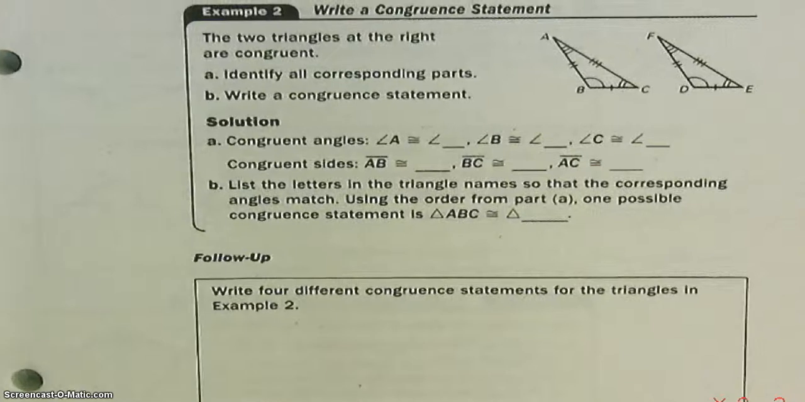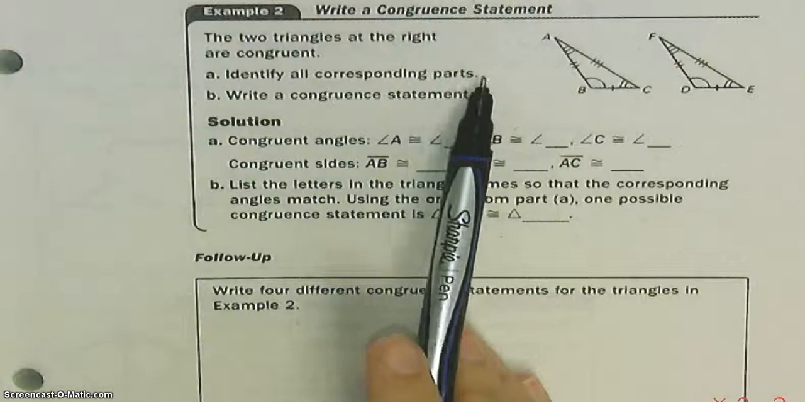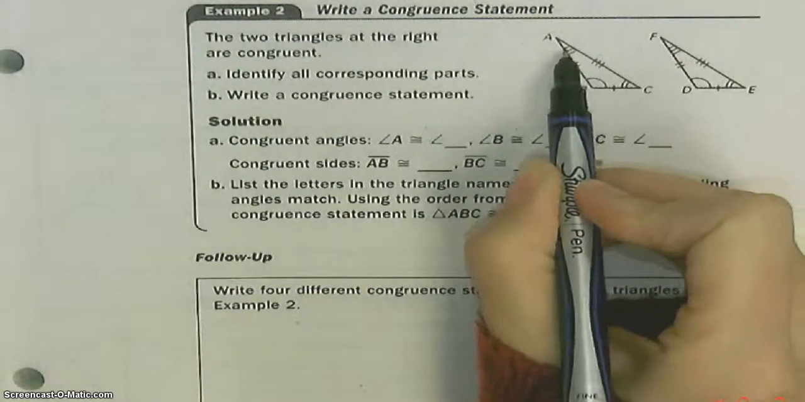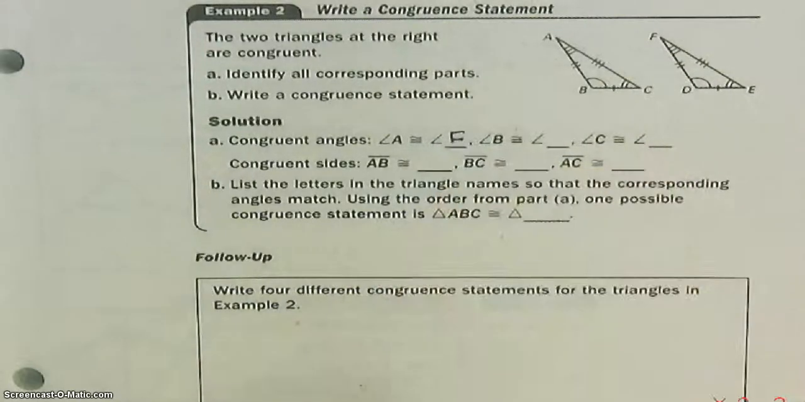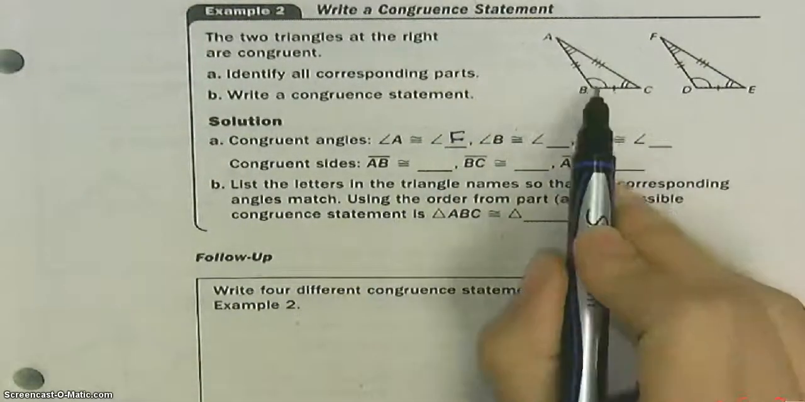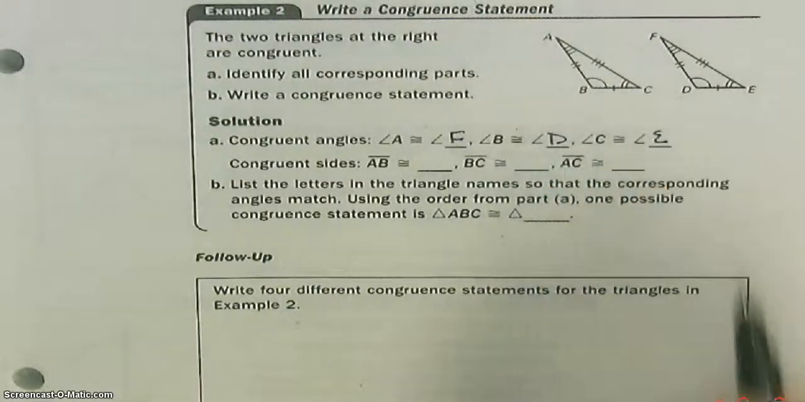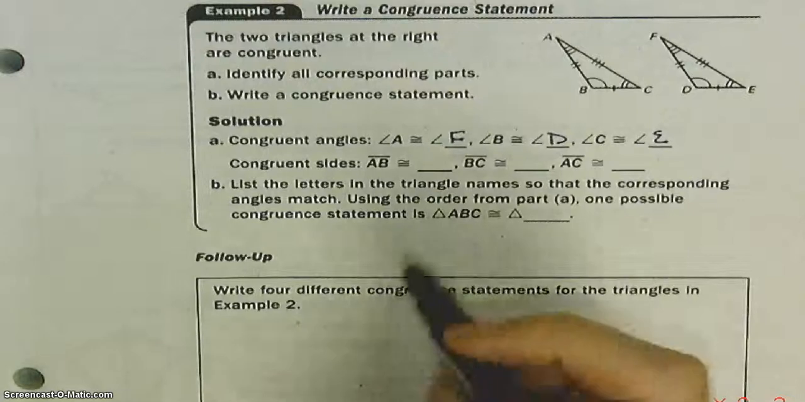Now we are going to write the congruent statement. But first it says, identify all the corresponding parts. So similar to what we just did. A has 3 tick marks, or 3 arc marks, and so does F. So A and F must be the same. B has 1 arc, and D has 1 arc. C has 2 arcs, and E has 2 arcs. So now we've listed all the angles that are congruent.